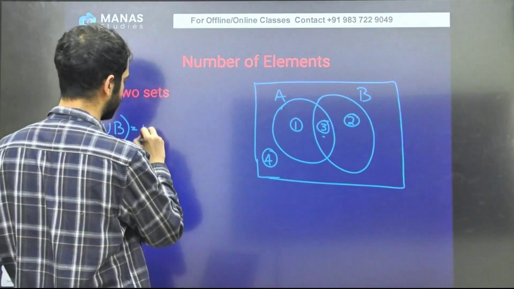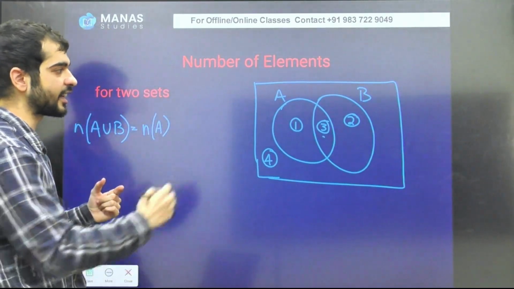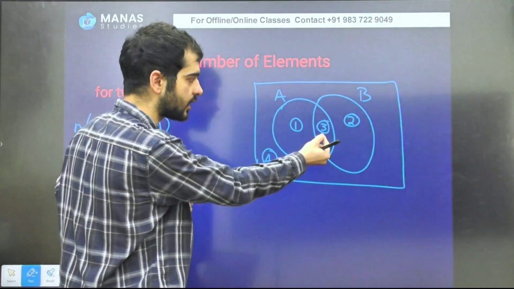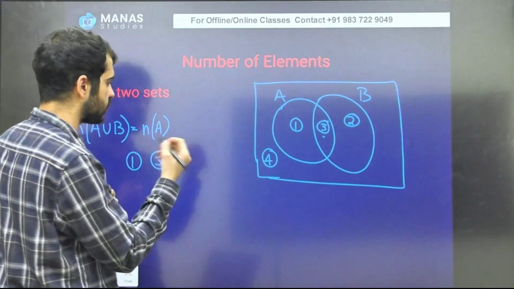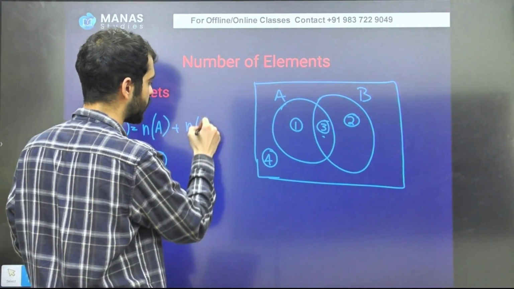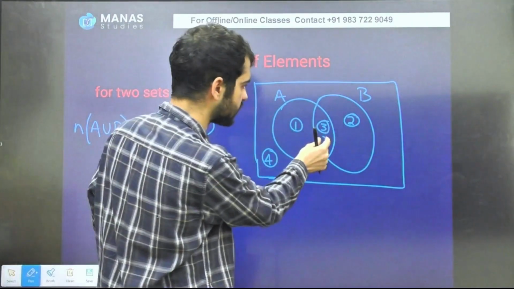If I write number of elements in A, what are the regions which are getting included? 1 is getting included, 3 is getting included. So it will include 1, it will include 3. Now if I add the number of elements in B, now what are the elements that are being included? Region 3 and region 2.